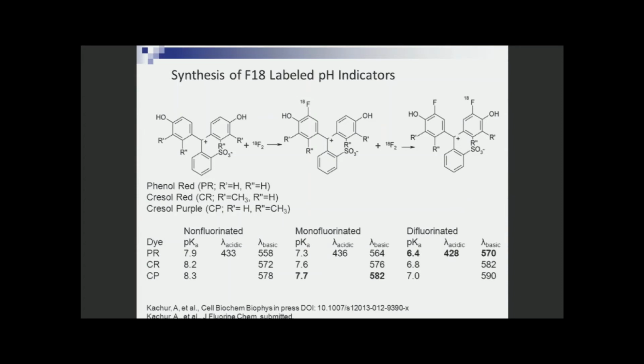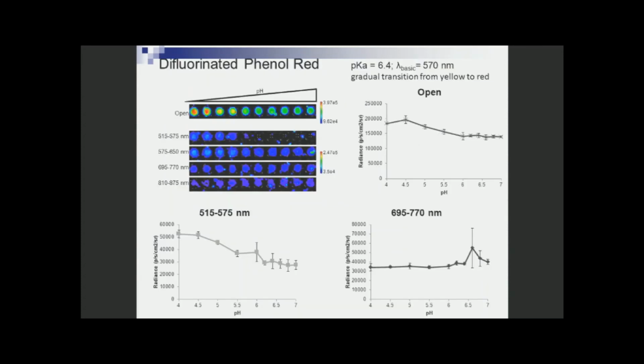So I'm going to talk about 2 that we've found to be the most useful. One is the difluorinated phenol red, and the other is the monofluorinated cresol purple. These are results from the difluorinated phenol red, and again, it's shifted the pKa to 6.4, the basic absorbance to 570 nanometers, but the performance of this probe is not so good.